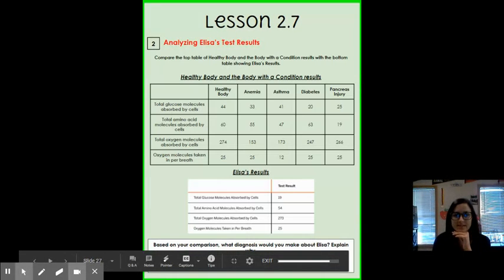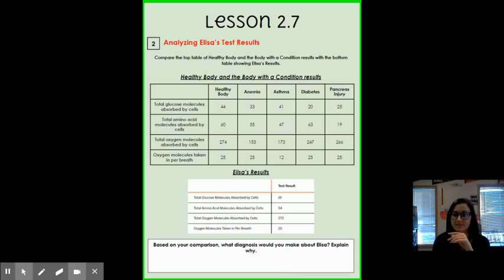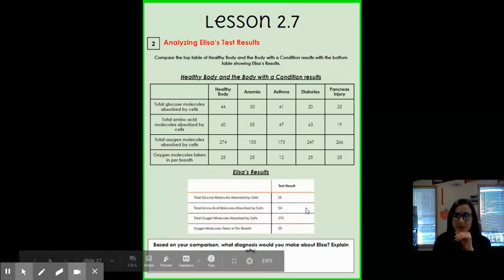And so on the next slide, this is very similar to that chart that I gave you. And so this chart has each of the conditions and then the healthy body comparing. And like I said, very similar to what I gave you last week. And then here are Elisa's test results. So you need to compare hers to each one of these. The healthy body, which we know she doesn't really have, and then each of these diseases.